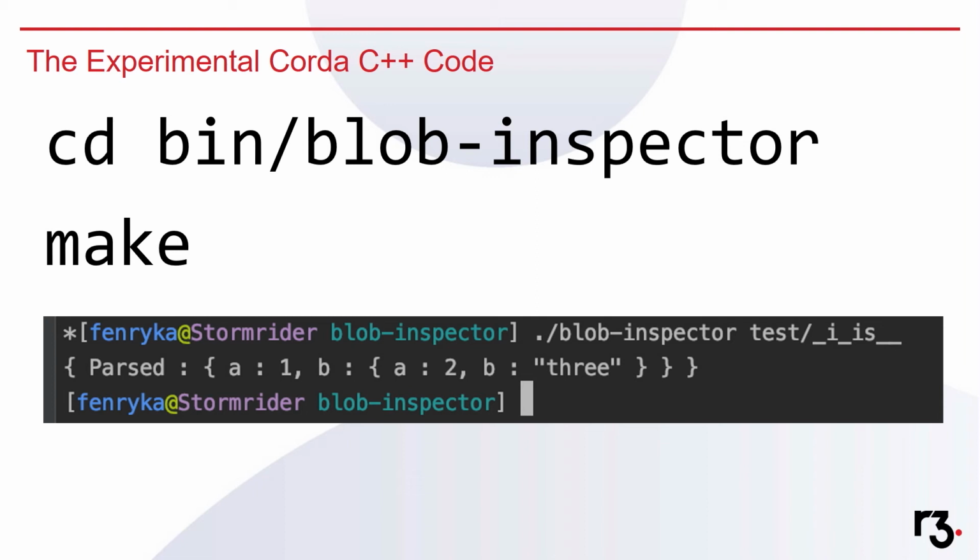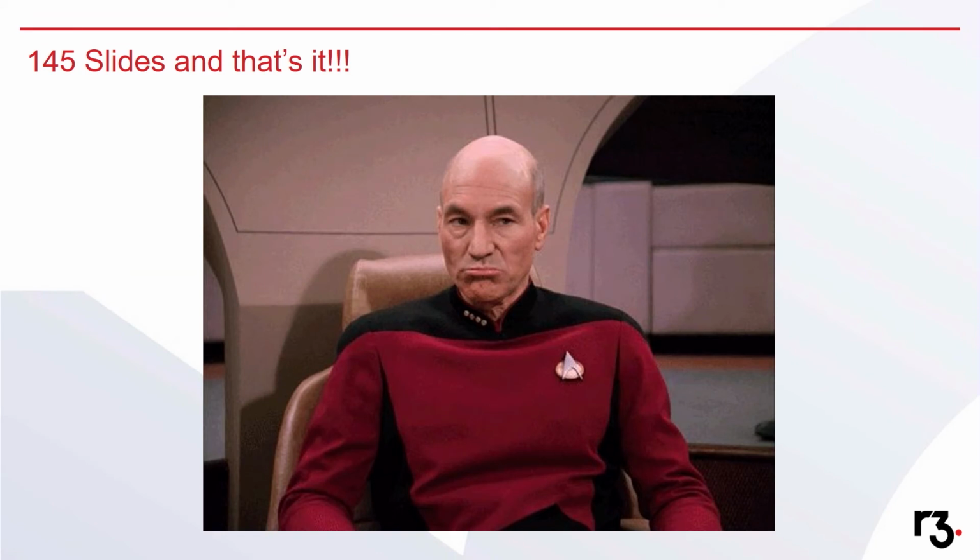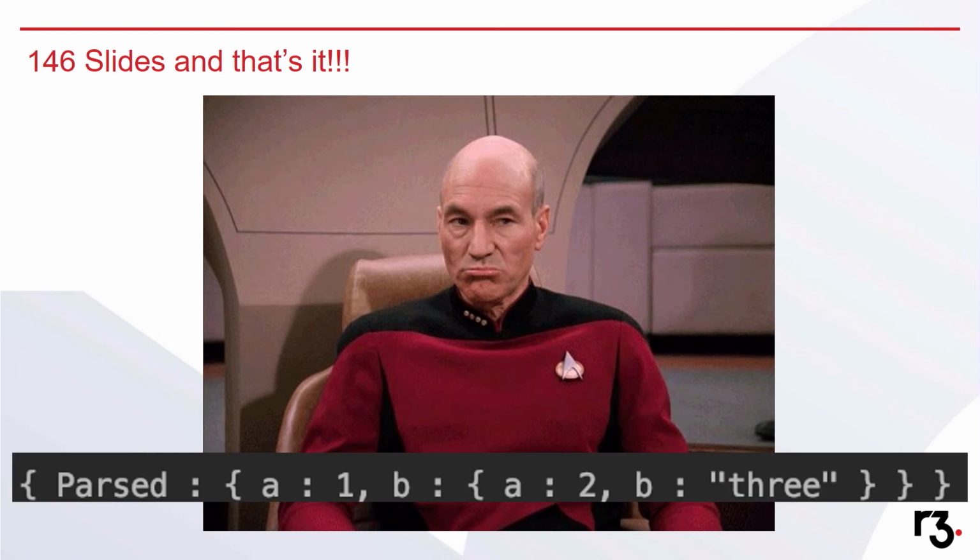Now, the eagle-eyed among you will notice we're actually cheating a bit. What we said earlier was, well, we can use the schema to create a set of instructions just like we did in Java. But we didn't create any objects. At no point did we do any runtime class parsing. We just printed information to the screen. And I can see what everyone else is thinking. I just sat through 145 slides, and I am as disappointed as Picard. This was the result of 146 slides, a string.